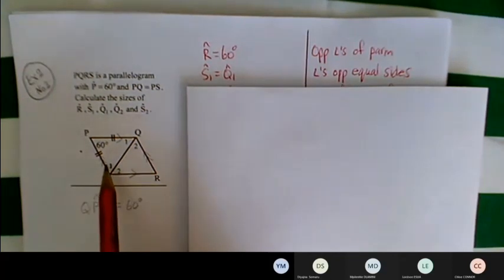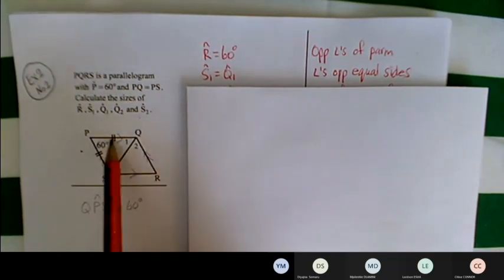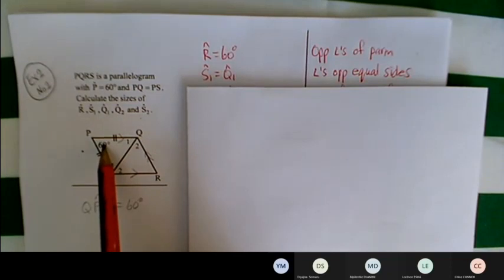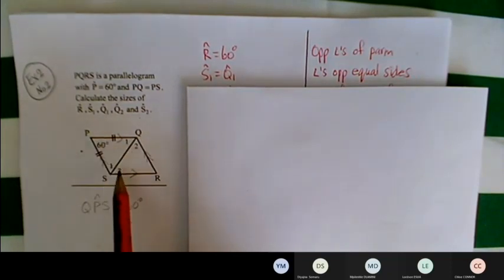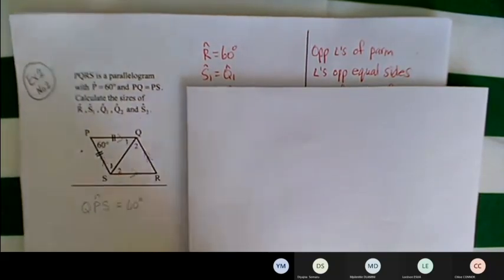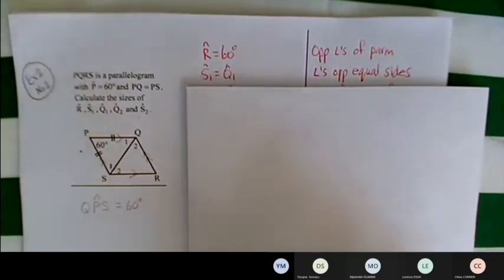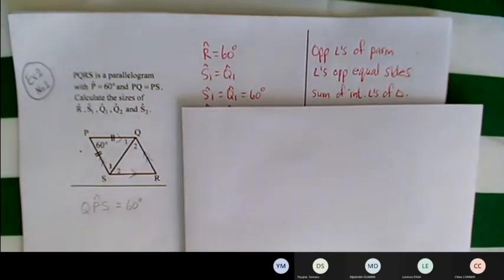All right, so S1 will be how much, guys? Anyone has an answer for S1? If we take 180 and subtract the 60, the balance will be 120. 120 divided by 2 is going to give us 60. So S1 will be 60, and Q1 will also be 60. Let's check that: 60 plus 60 plus 60 is 180. So Q1 is equal to S1 is equal to 60, sum of interior angles of a triangle.